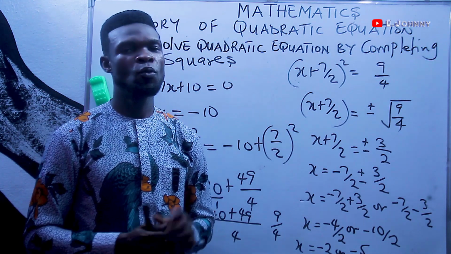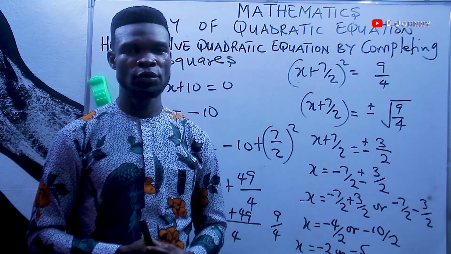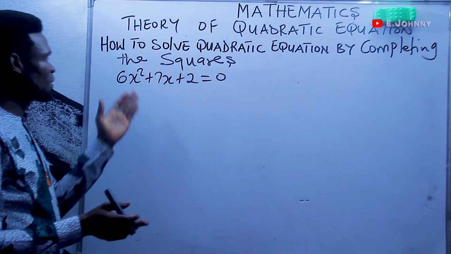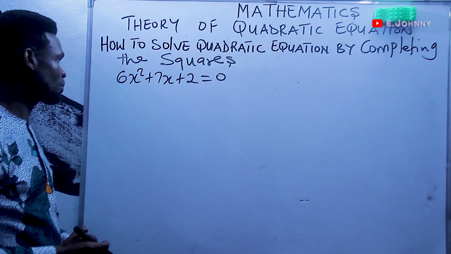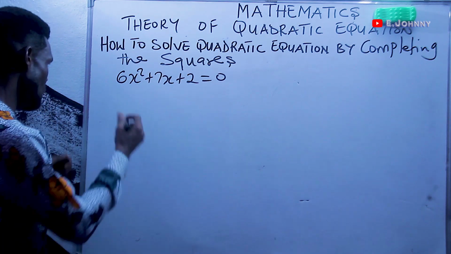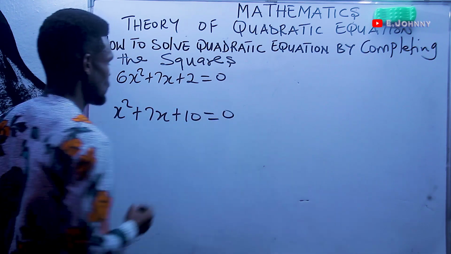I'm going to give one last example under this for better clarification. Mathematics, this is example number 2. If you compare this with the previous one I did, you will see that the other one was x squared plus 7x plus 10 equals 0.